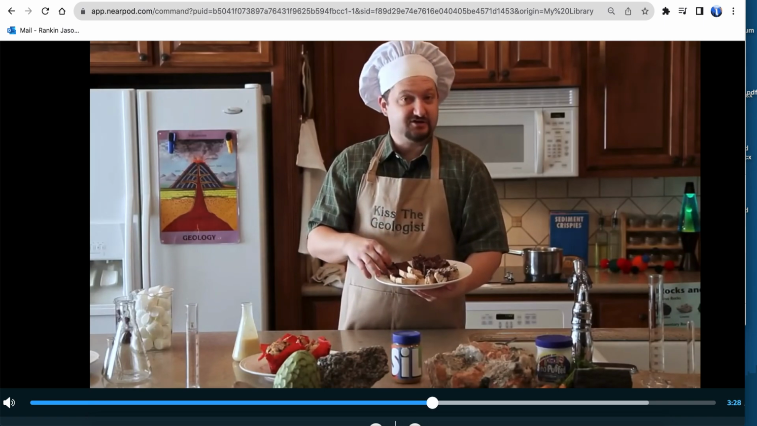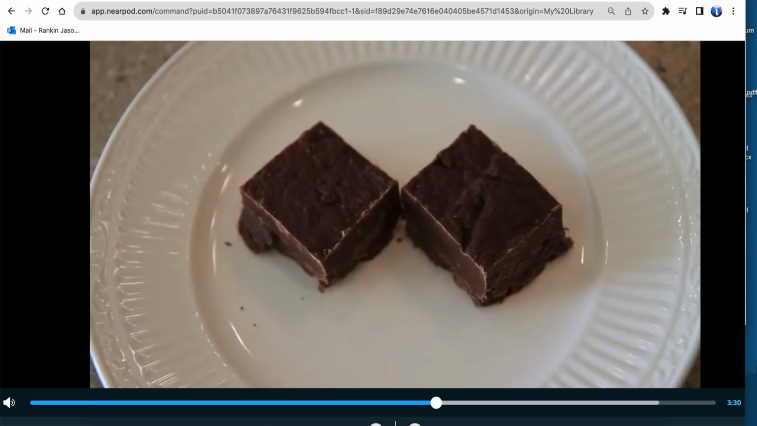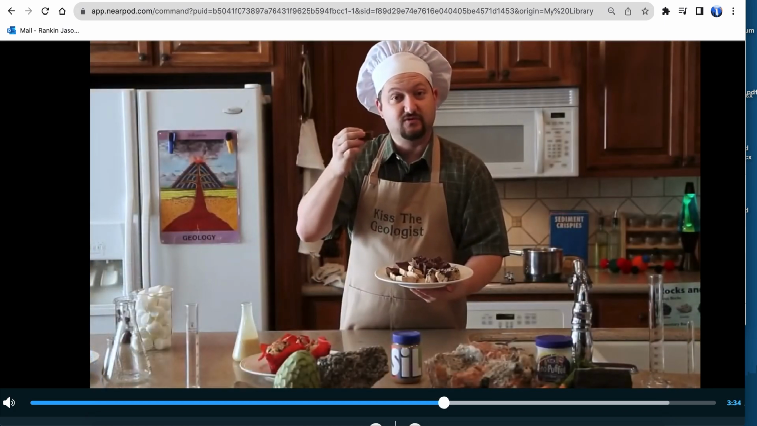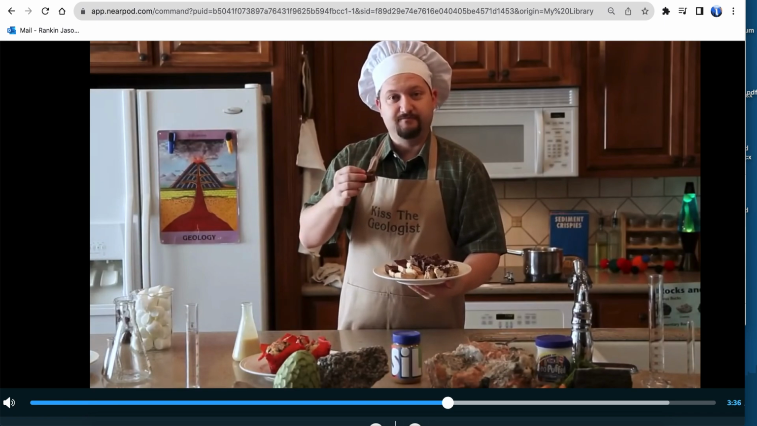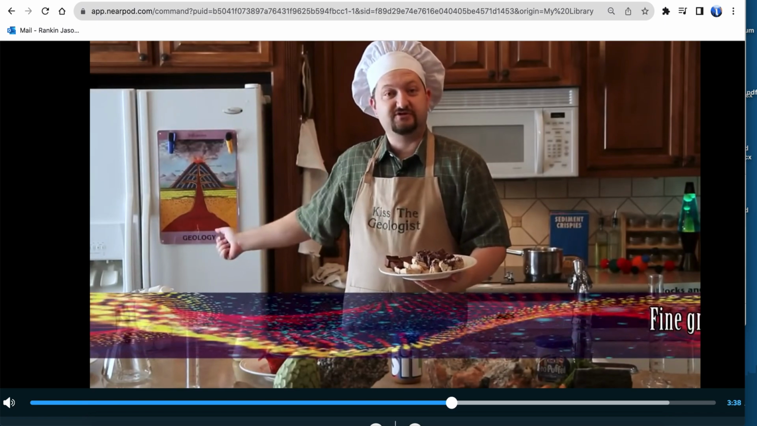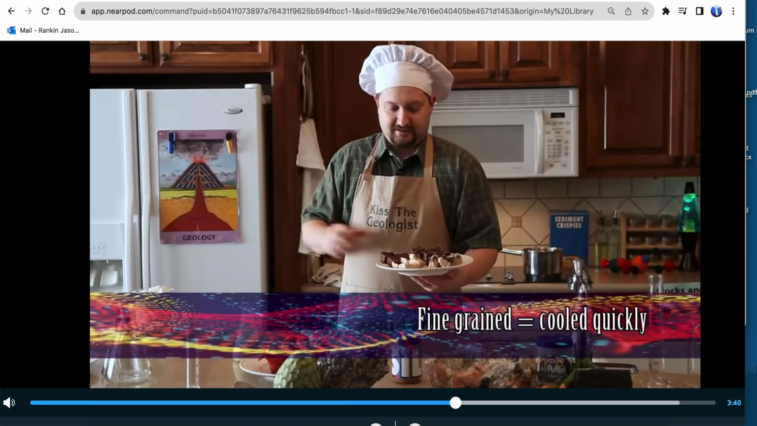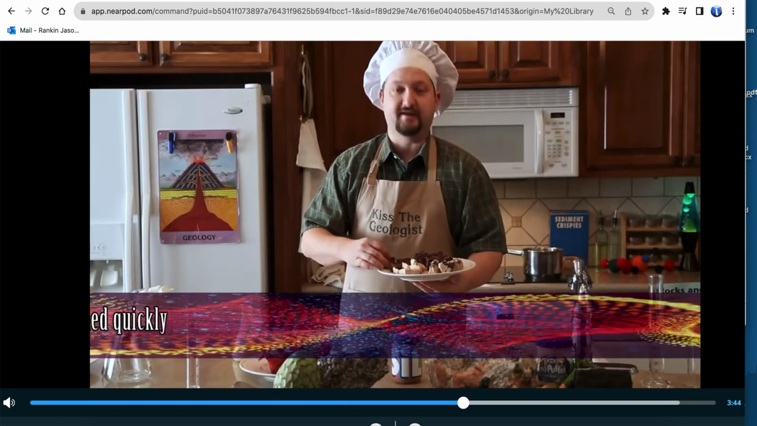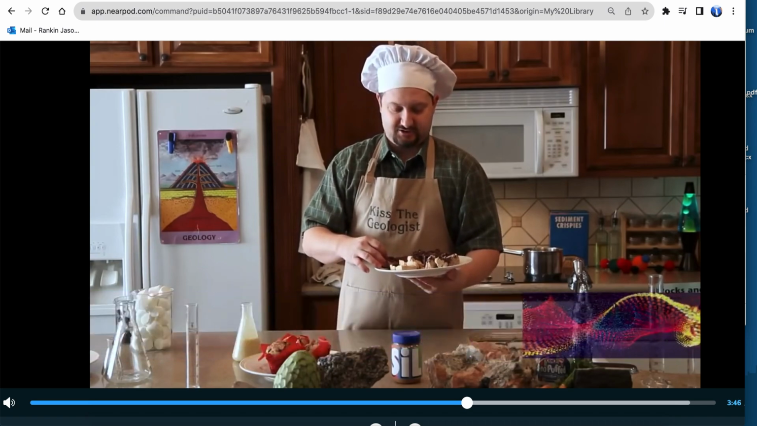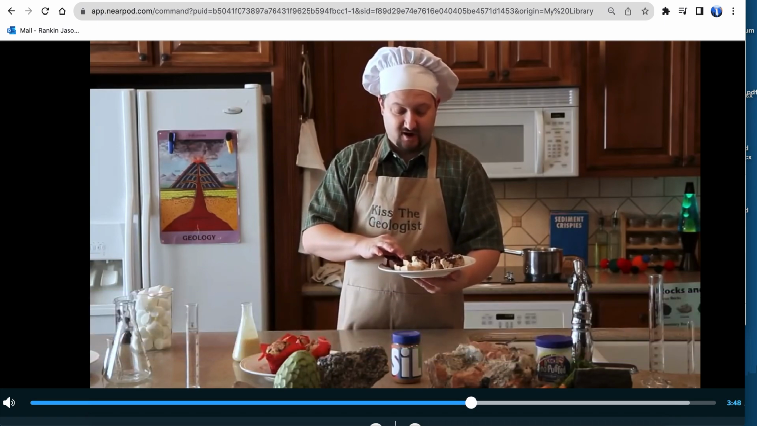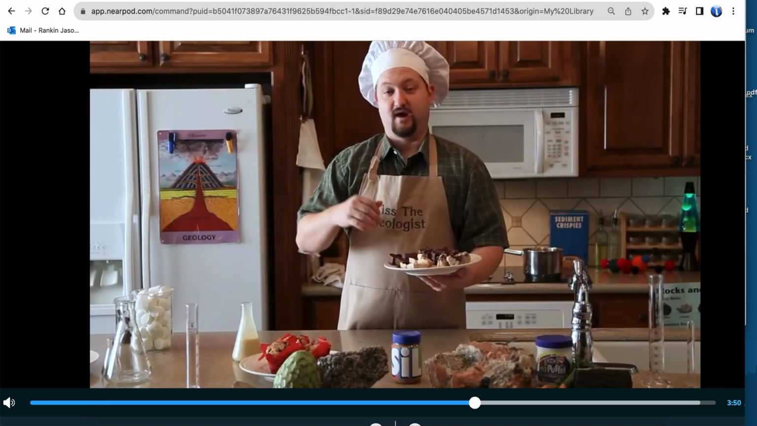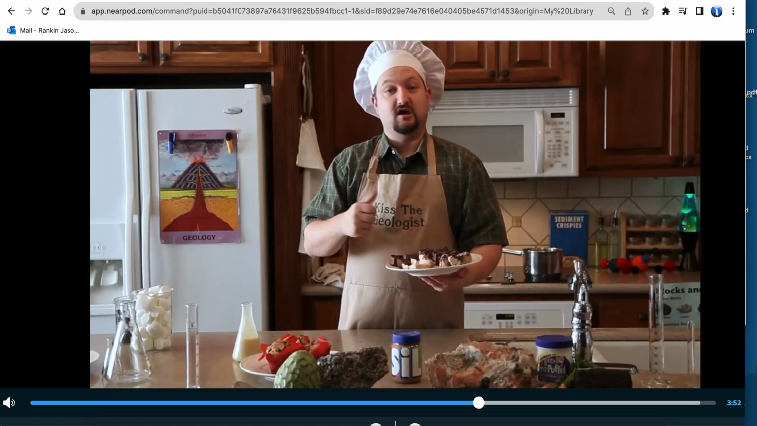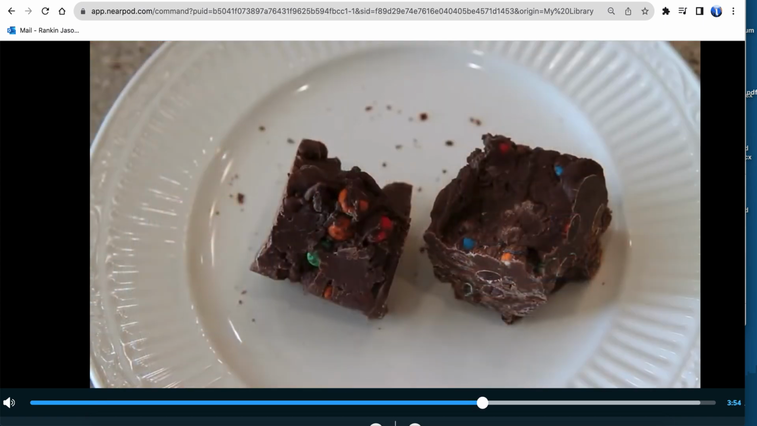We also have texture in that some of our fudge is very fine grained. This fudge, you can't even see the individual crystals within the fudge. So we know that that cooled in the refrigerator very quickly, and that it was all of one uniform type of mineral. We call that an aphanitic texture, and it's common in rocks that erupt at the surface, like rhyolites or basalts.